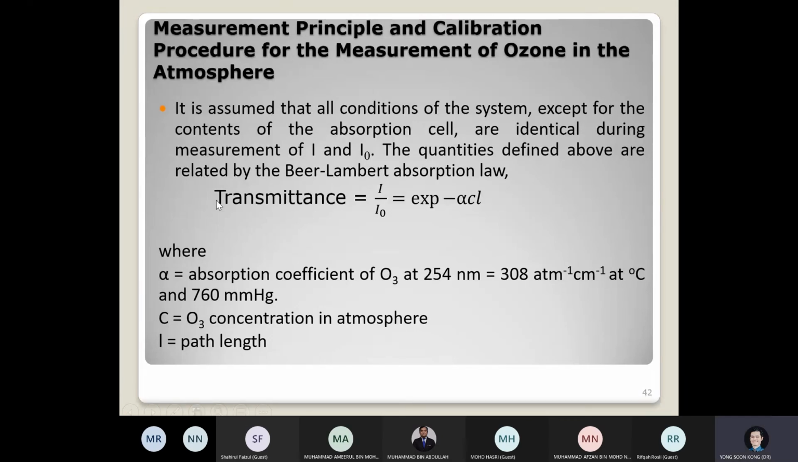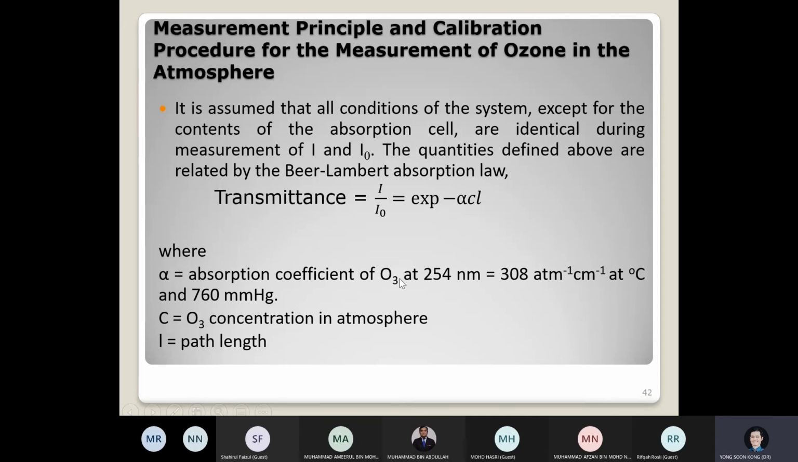Now this is the formula for transmittance, where I over I naught. I is the intensity of the light source. If this is converted into absorbance, then the one on top will be I naught, whereas below is just I. So that is the relation. It is inversely proportional, the opposite. Transmittance is the opposite of absorbance, and it is represented by this formula in which alpha is the absorption coefficient. Because they only have an absorption coefficient, they don't have a transmittance coefficient.